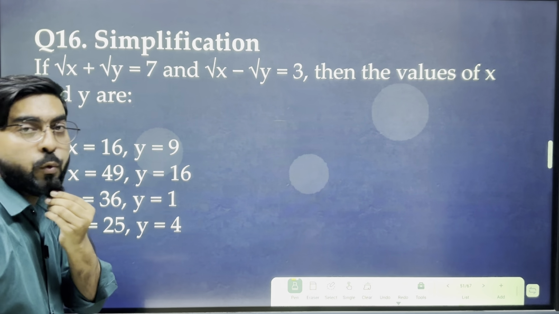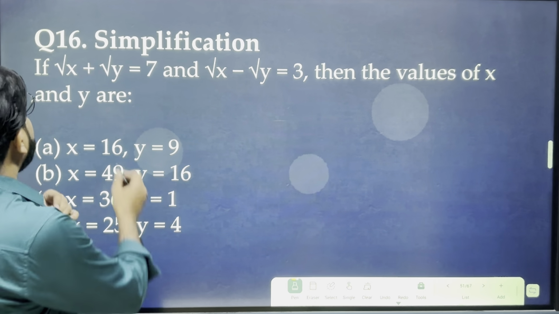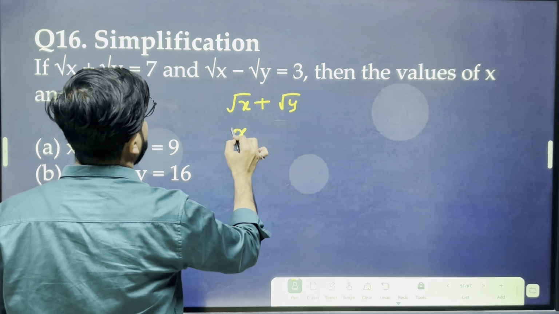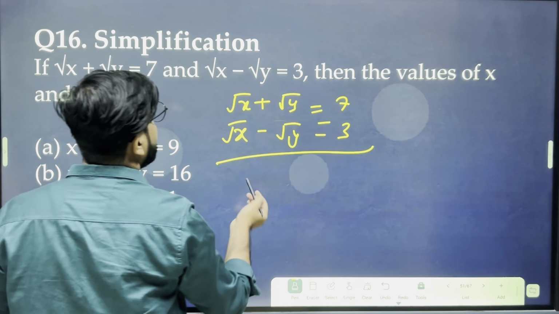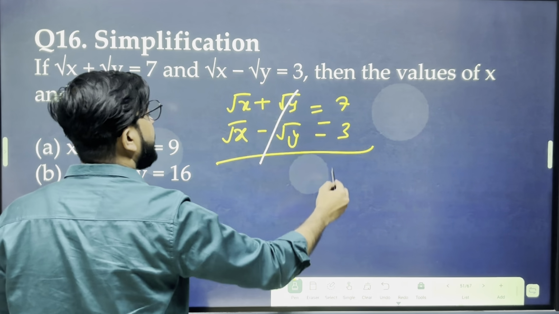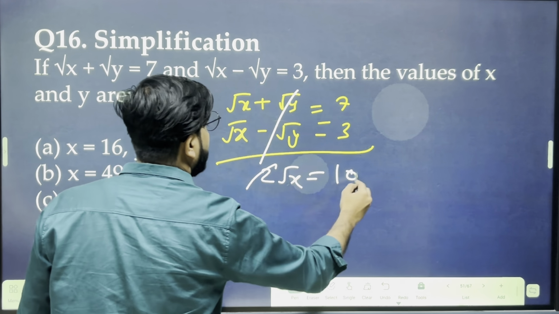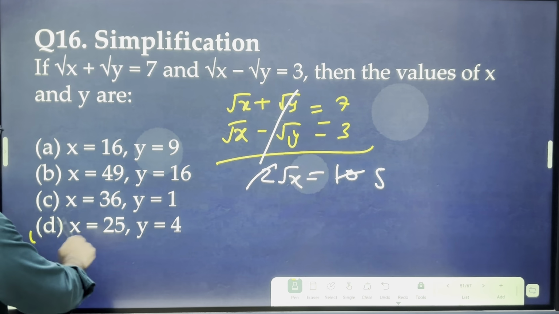So if you want the value of x, what you can do is root x plus root y and root x minus root y is equal to 7 and 3. Just add them. If you add them, this will be 10 root x. This becomes 5, and if you square, that will be 25, the square of 5.